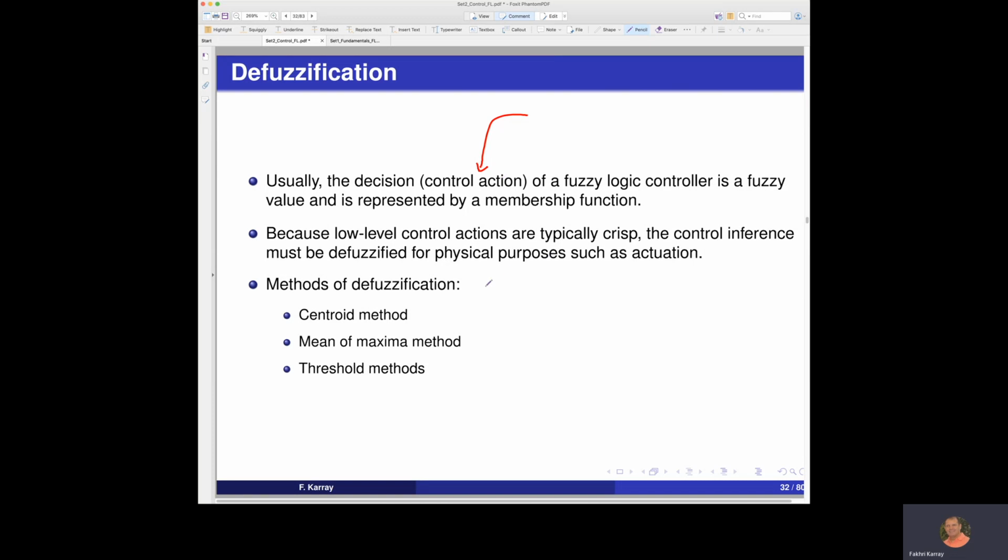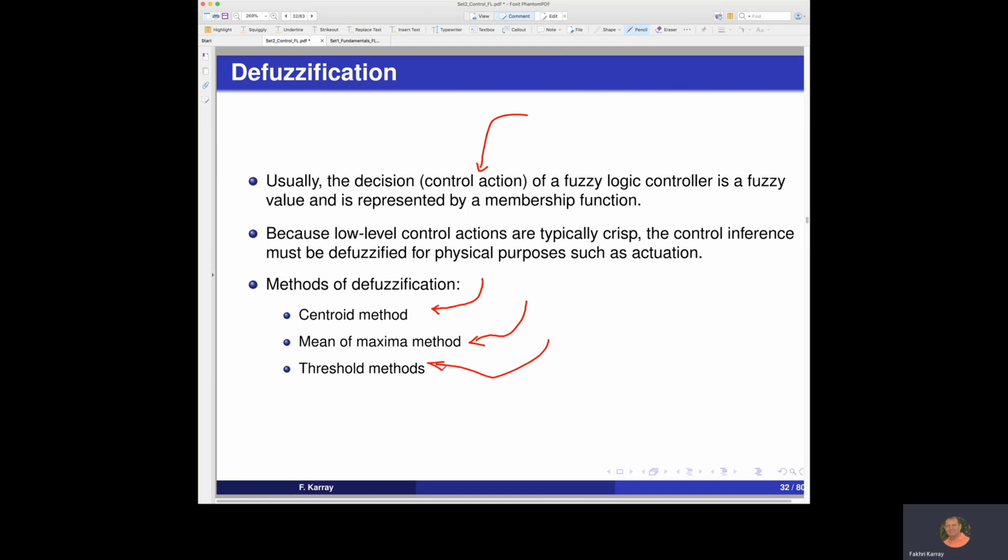So we are going to see three major types of defuzzification techniques, and possibly more. There are many more in the literature. A number of them are described in chapter 3 of the textbook that I have posted in the slides, which are on Learn. So the methods of defuzzification that I'm going to speak about are the centroid method, the mean of maxima method, and the threshold method.